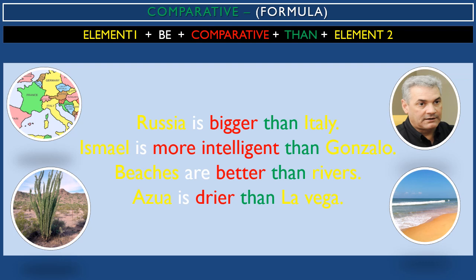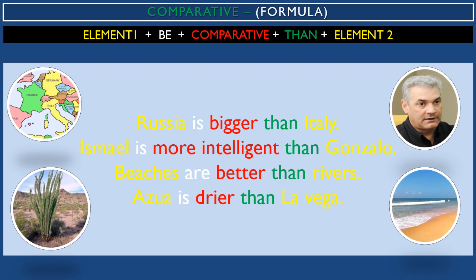We have 2 elements, 2 countries, Russia and Italy. But which one is superior? Russia. Russia is bigger, so Russia is superior. The next one, Ismael is more intelligent than Gonzalo. In this case, we have 2 elements, 2 people, Ismael and Gonzalo. Which one is superior? Ismael, because Ismael is more intelligent.